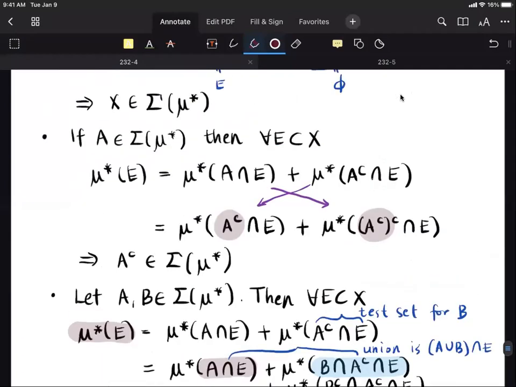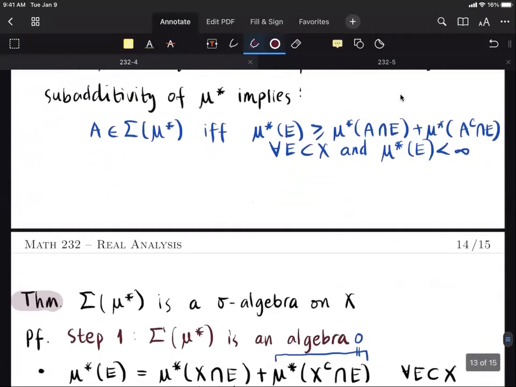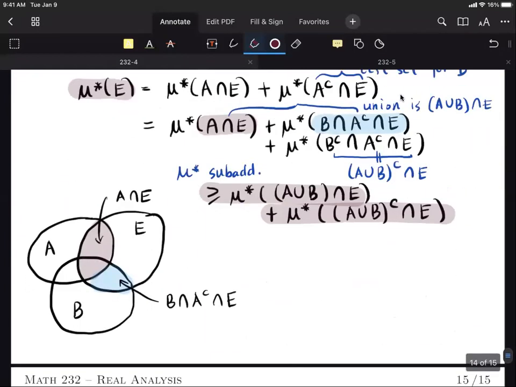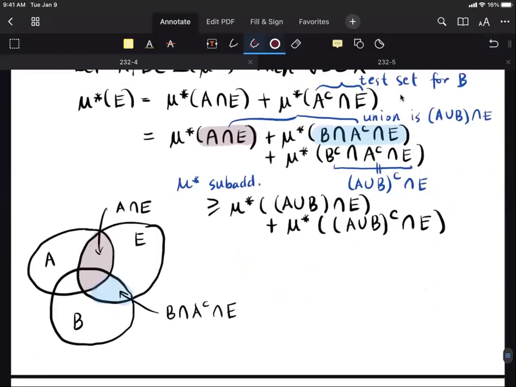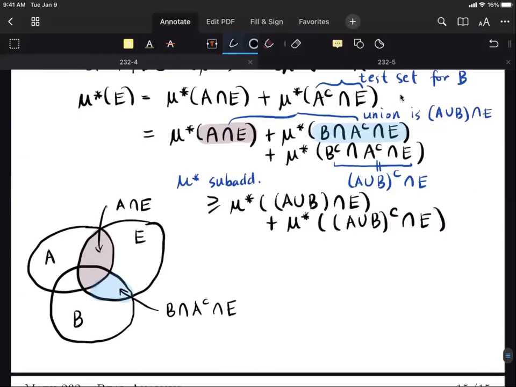And going back to this remark here, this is the inequality that we would like to establish. This is enough to establish measurability of the set A union B. Okay, so with this, we now conclude that the union is also measurable.